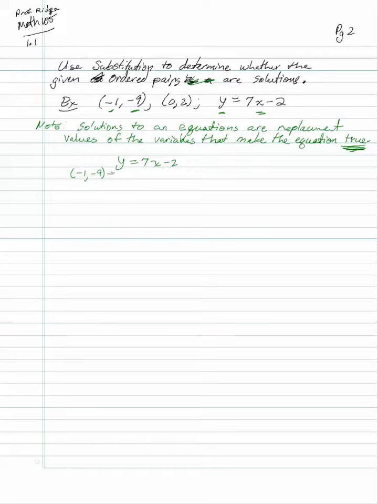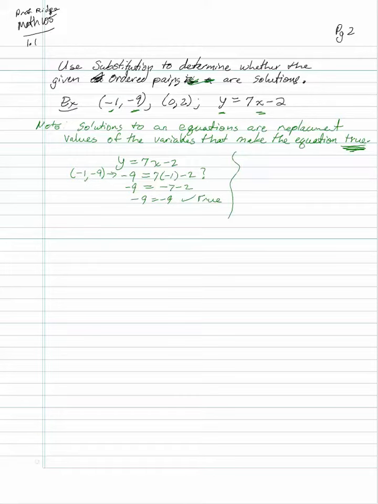So that's going to give us negative 9 for y, negative 1 for x. Then we work, and we're asking that question, is that true, yes or no? So we get negative 9 equals negative 7 minus 2. And that's true. So yes.